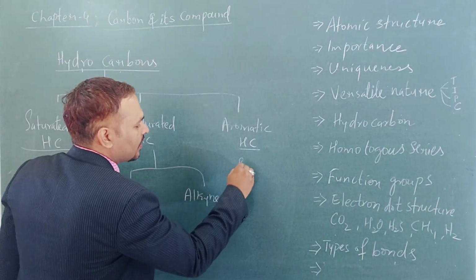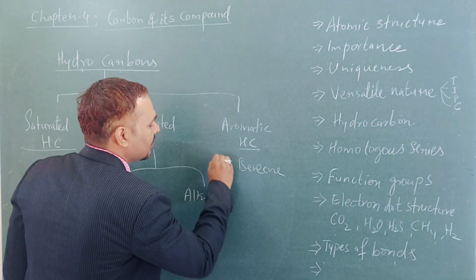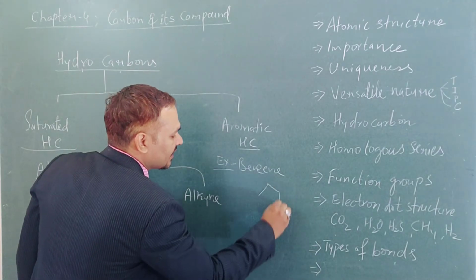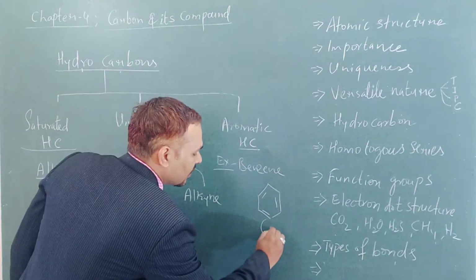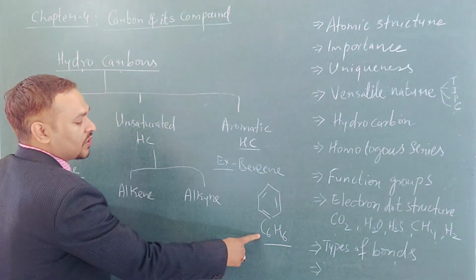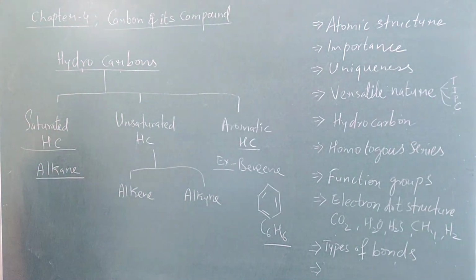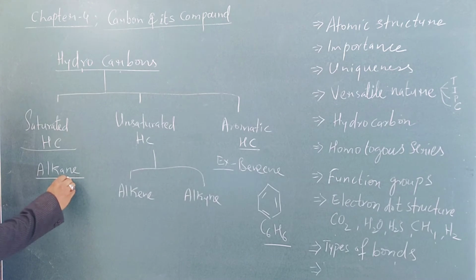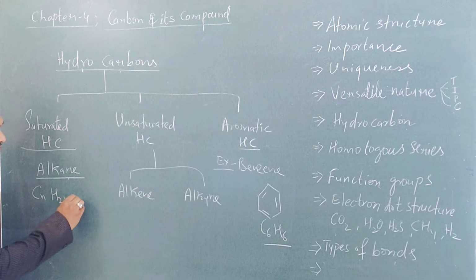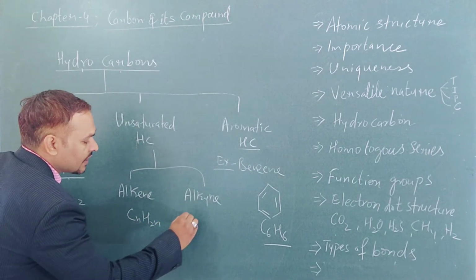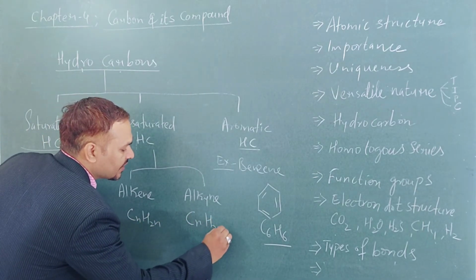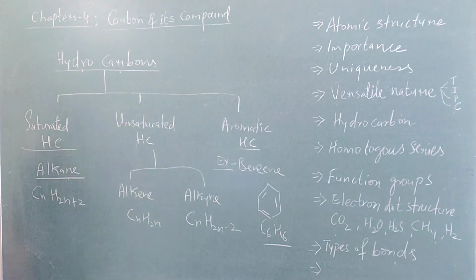Here you can take the example of benzene. Benzene is one of the examples for aromatic, and the structure of benzene is like this, with alternate double bonds. Molecular formula is C6H6. इसका ये molecular formula है, ये structural formula. The general formula for alkane is CnH2n+2. Here the general formula of alkene is CnH2n, and here it is CnH2n-2.